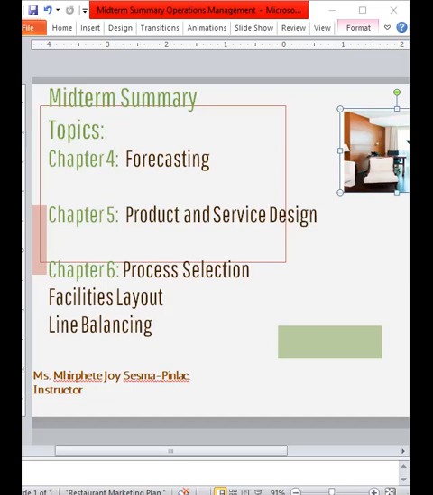Service blueprinting is the method used in service design to describe and analyze a proposed service.